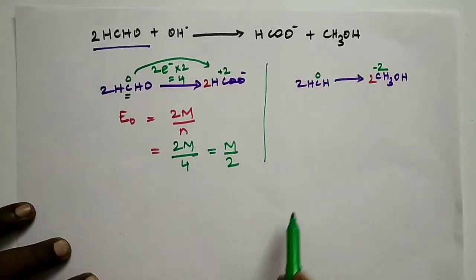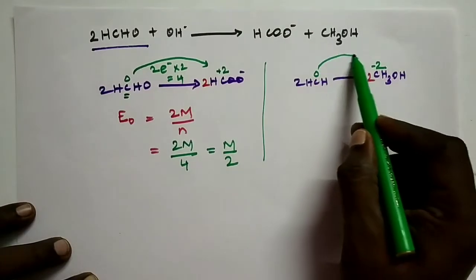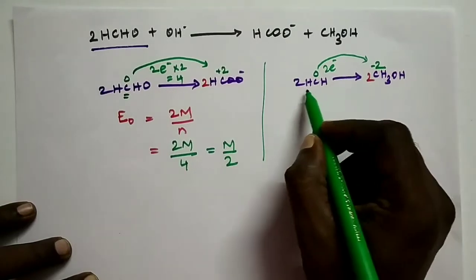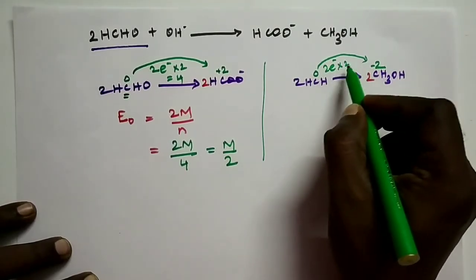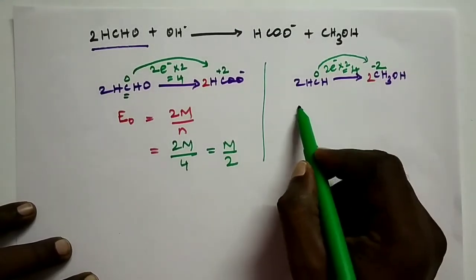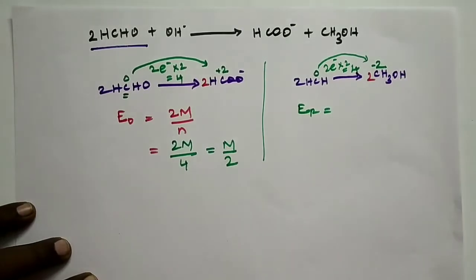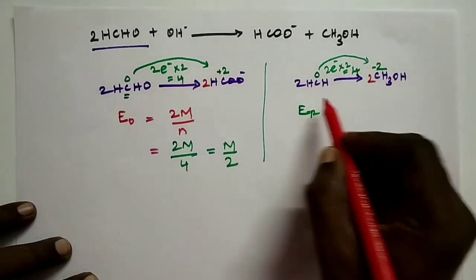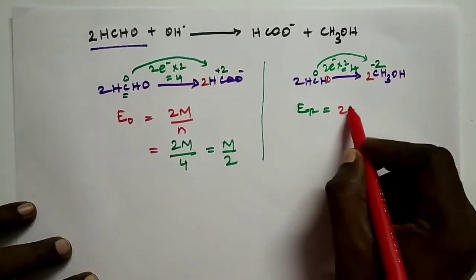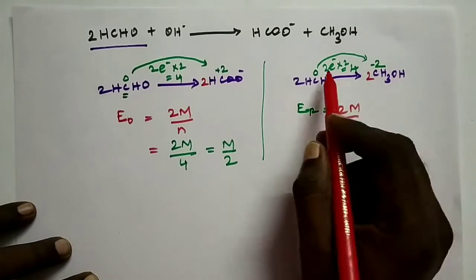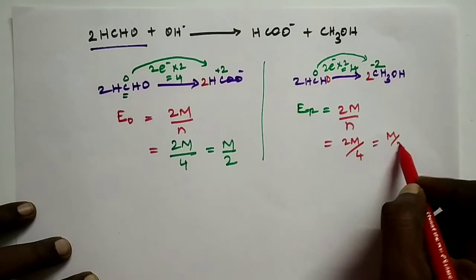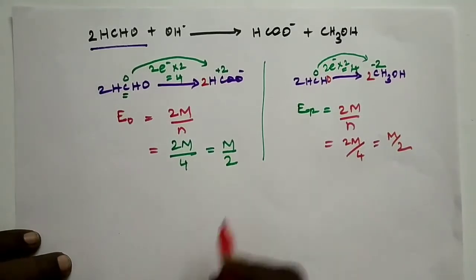And let us come to this one. Carbon goes from 0 to minus 2. That means 2 electrons gained, but since there are 2 carbons, into 2 is equal to 4. n is equal to 4. So E reduction is equal to, there are 2 molecules of HCHO, so 2M by n, n is equal to 4, so 2M by 4 is equal to M by 2.